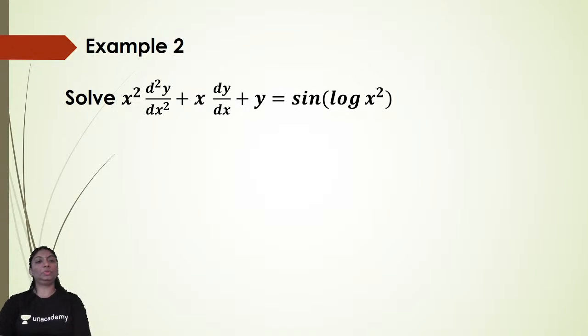Example number 2. Now solve x square d2y by dx square plus x dy by dx plus y is equal to sine of log x square. Exactly in a similar way we will solve this example. So x square d2y by dx square plus x dy by dx plus y is equal to sine log x square. Now this is directly Cauchy's differential equation.